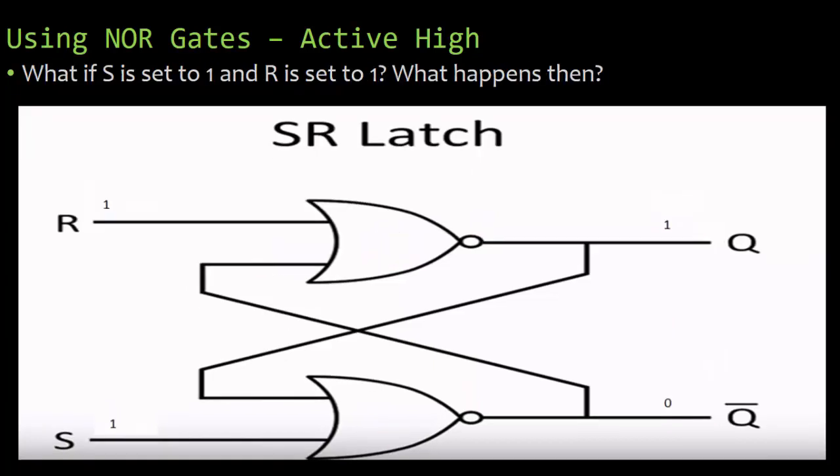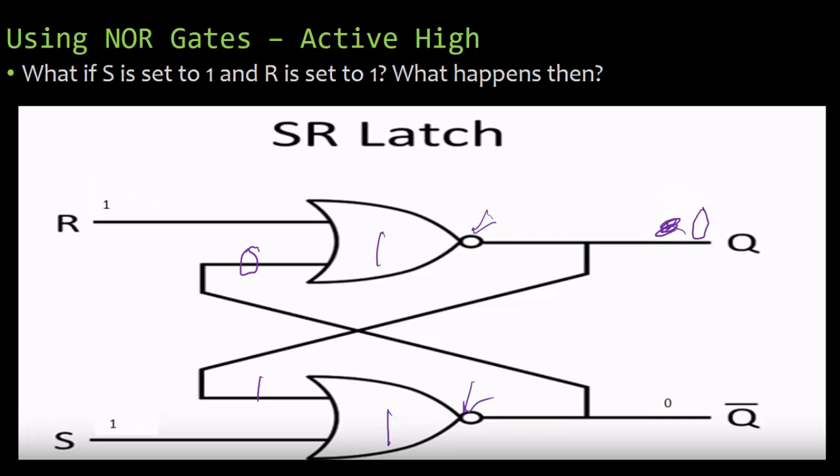Q set to 1. But what if S is set to 1? And what if R is set to 1? What if we're trying to set and reset at the same time? Is that even possible? Well, it's a scenario, so let's go through it. Let's try S. So bring down the Q. 1 or 1 gives me 1. I hit that inverter, comes out to 0. Well, okay, so far so good. All right, hit this R. 1 or 0 gives me 1. I hit that inverter, that gives me 0.